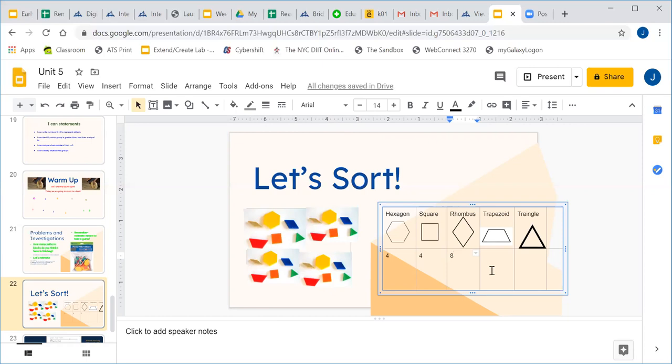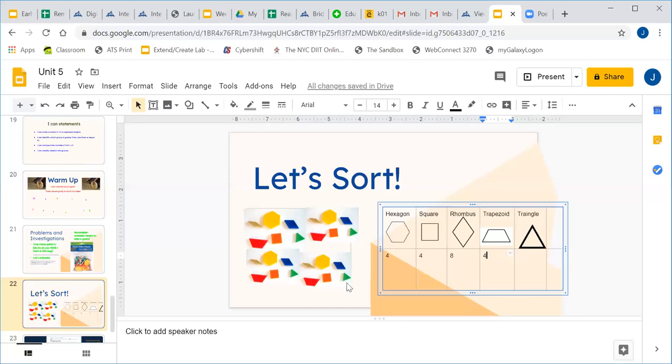All right, who can tell me how many trapezoids we have? Take a look. Remember, that is the red shape. I'm not sure. Let's count it out. Let's see. 1, 2, 3, 4. Wow, we have 4 trapezoids.